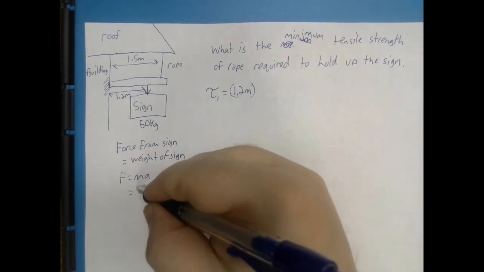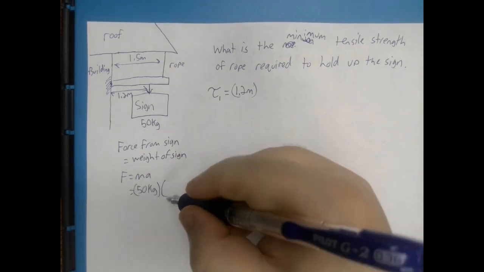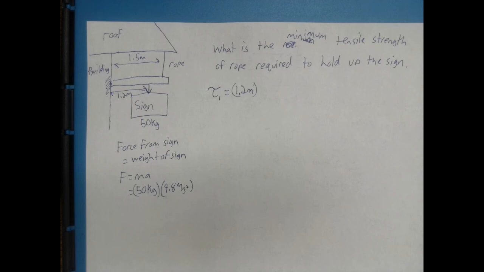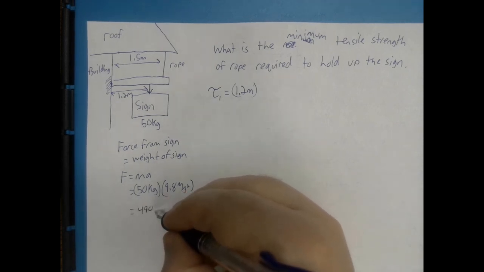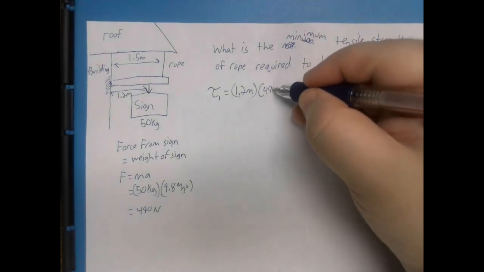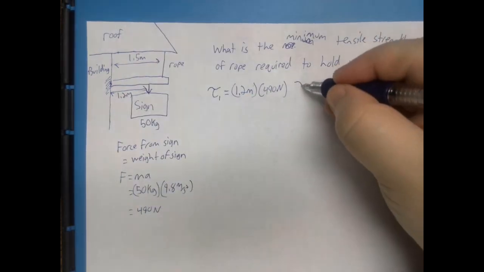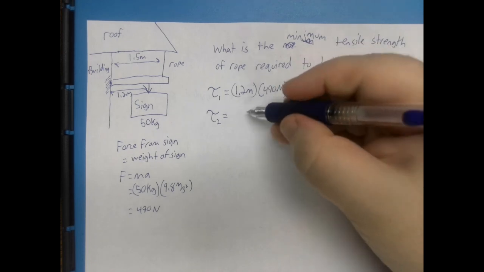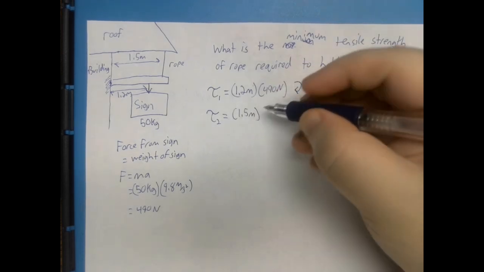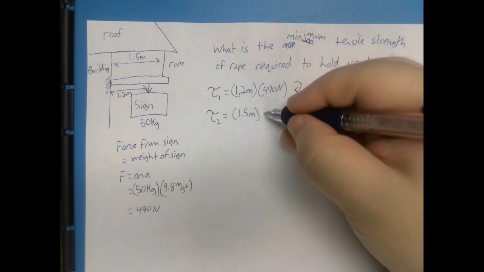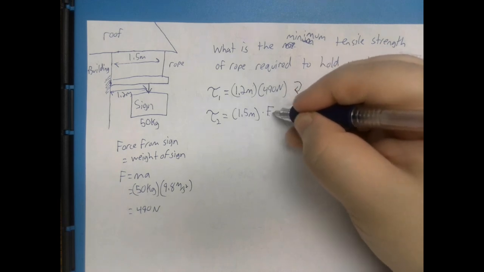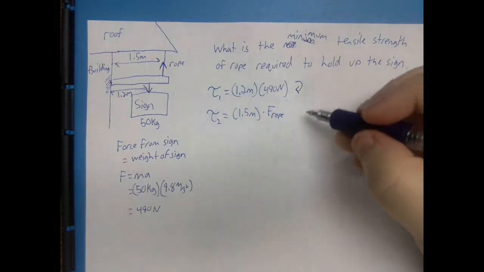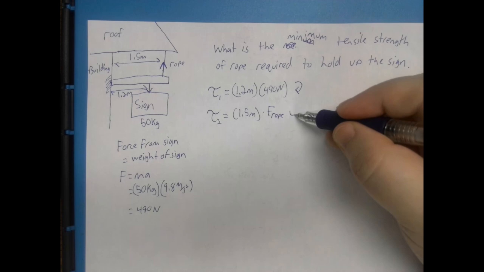So we take its mass, 50 kilograms, and the acceleration due to gravity, 9.8 meters per second squared. So the force of the sign is 50 times 9.8, so that's 490 newtons. The force from the sign is 490 newtons, and it's going to make it want to rotate in this direction. Torque 2 will be equal to 1.5 meters times the force of the rope. The rope is pulling upward, so it's going to make it want to rotate this direction.